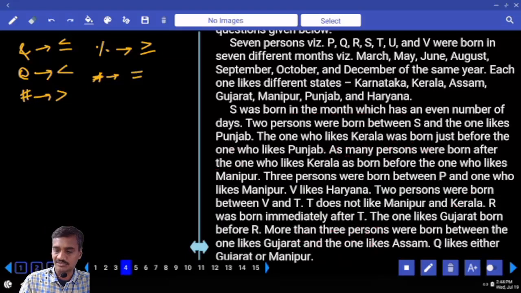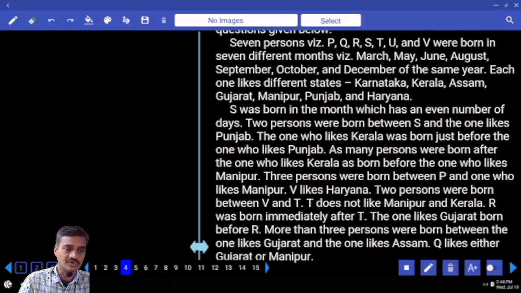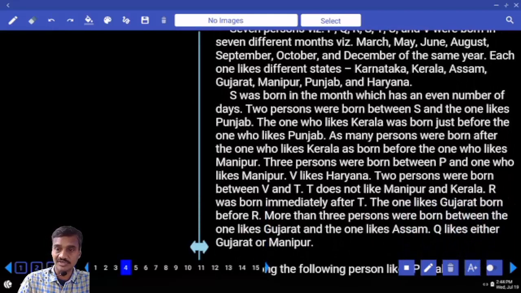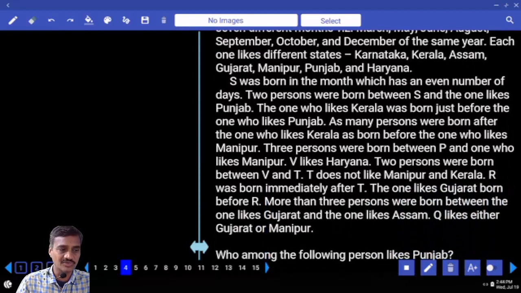Then coming to question number 4 onwards. Now in this 4 to 8, 7 persons were there, born in 7 different months, and they belong to different states as well. Isn't it? Now one more parameter is added to this one. Hence, first or the second priority.